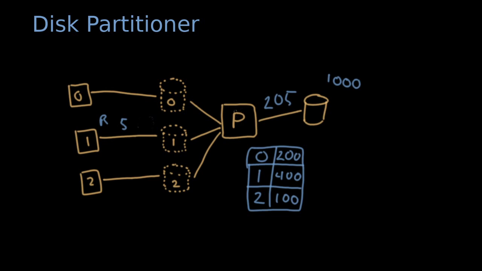Another thing that the partitioner has to do is to check that the entry is not outside the bounds of the virtual disk. So let's say client number 2 asks to read entry number 105. When the partitioner gets this, it looks up in the table and sees that partition 2 is of size 100. So this is outside the bounds of the disk. So it will return false.